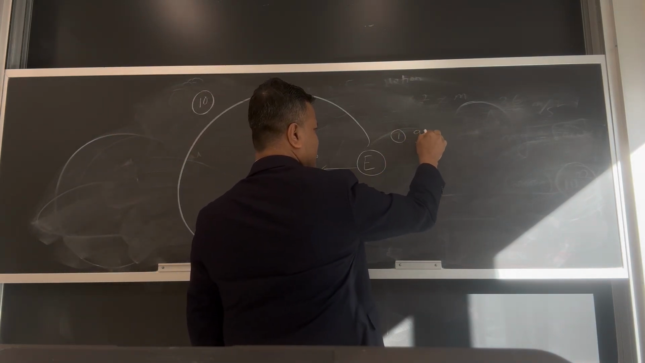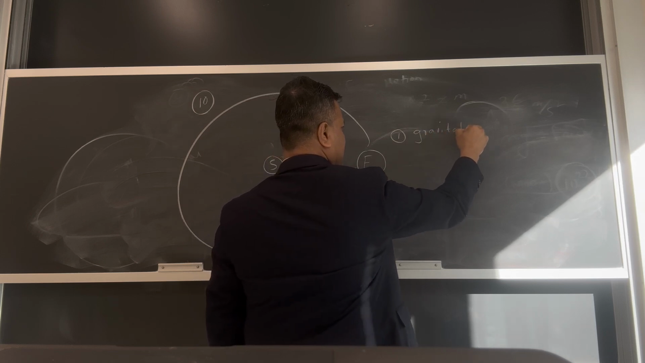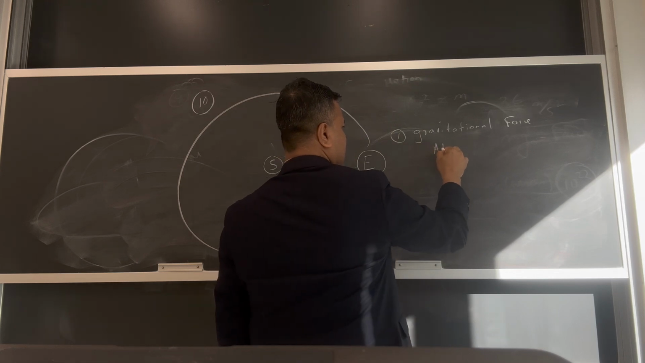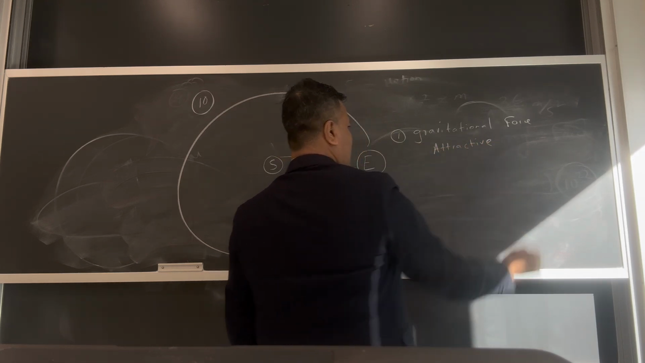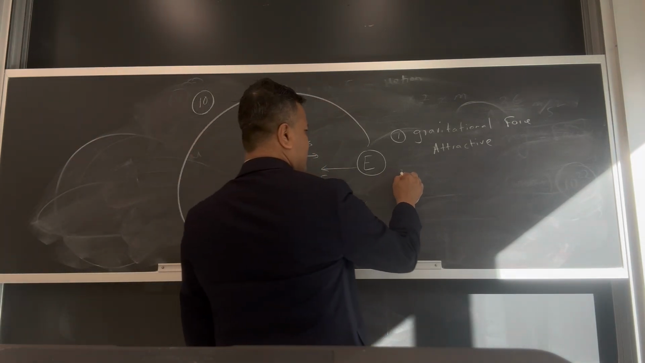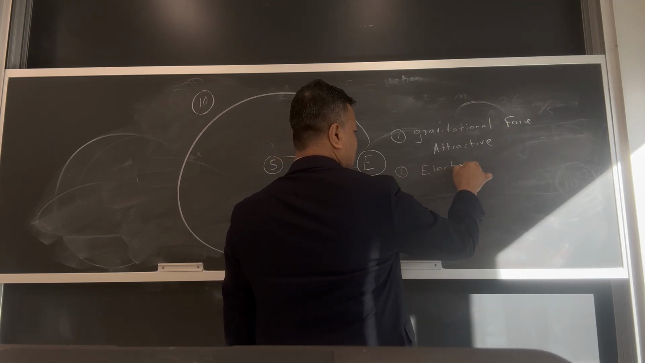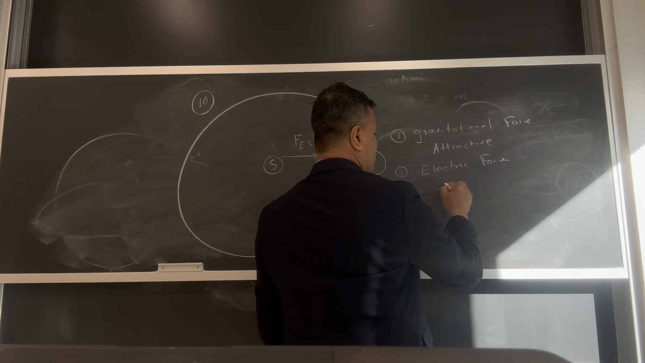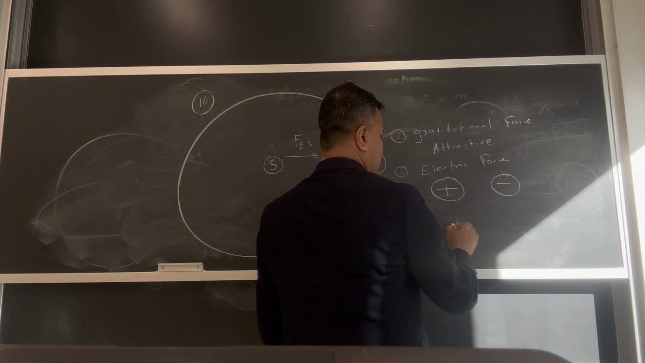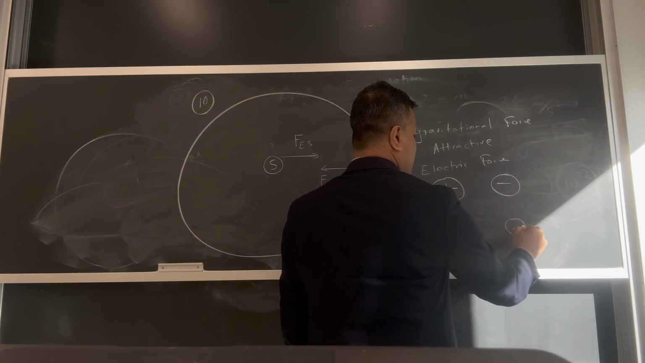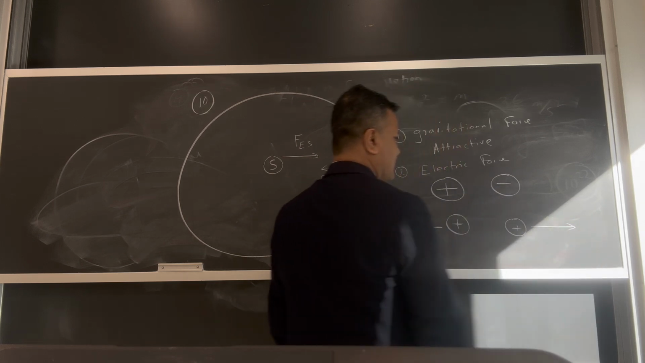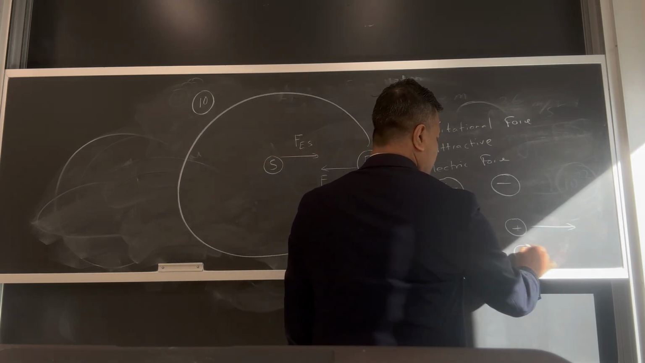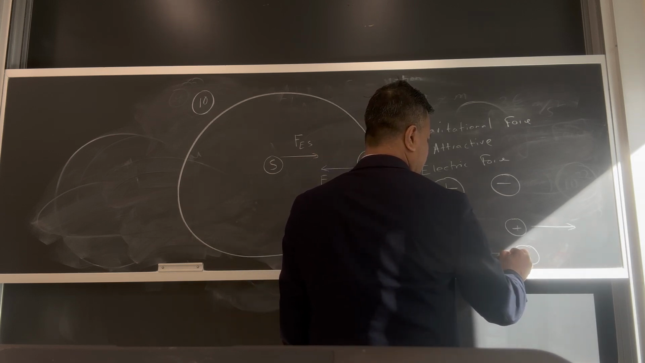So gravitational force is attractive. Now the electric force is both attractive and repulsive, because there are two charges, positive and negative. The positive charge and positive charge repel each other. However, positive charge and negative charge attract each other.